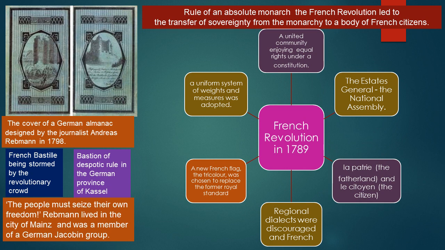The revolutionaries further declared that it was the mission and the destiny of the French nation to liberate the people of Europe from despotism. In other words, to help the people of Europe to become nations.